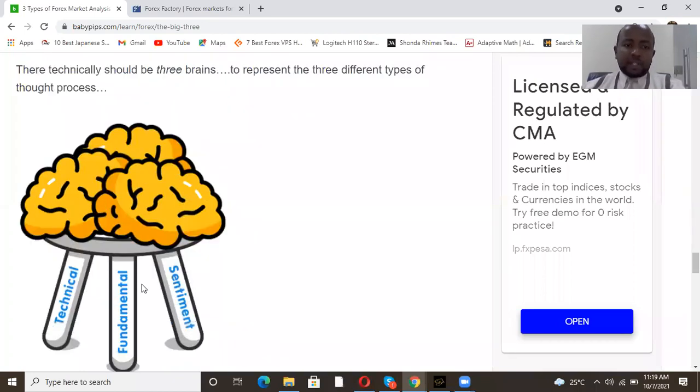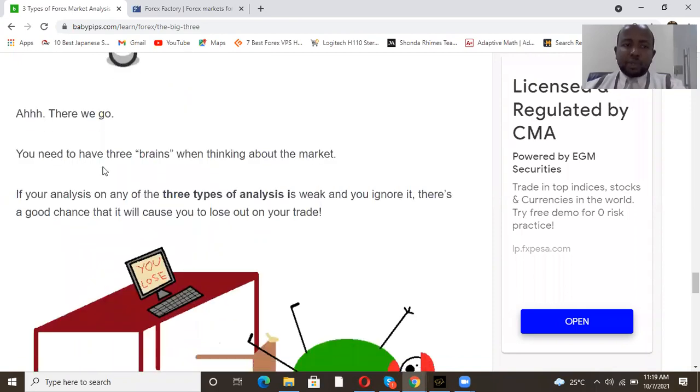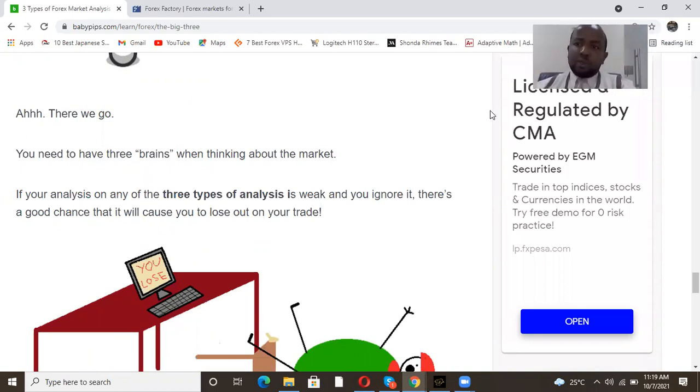So we'll have technical, fundamental, and sentiment. It takes time for you to learn the skill. It's something I also want you to know. It's not like something you wake up and today you're good. So you need to have three brains about thinking. So basically, you're using more of your brain. For you to be good at this or be good at what we do, you're using more of your mind or your brain. So you'll have to invest a lot in your mind or your brain.